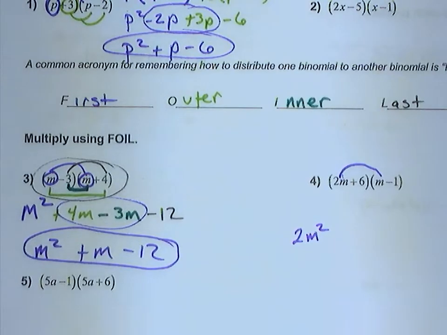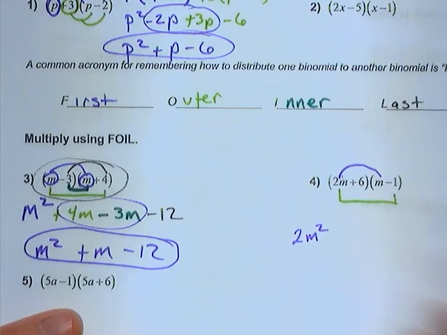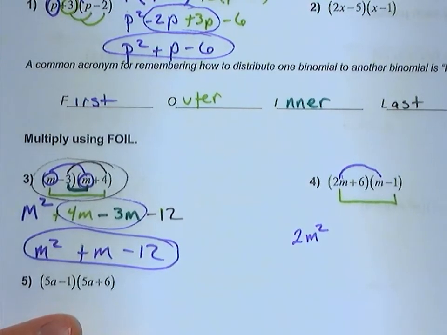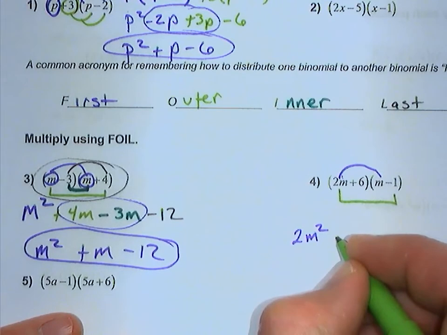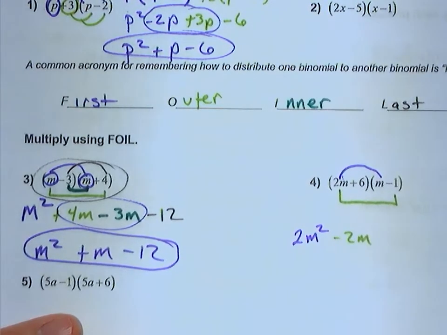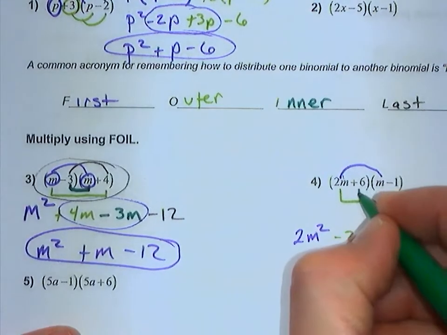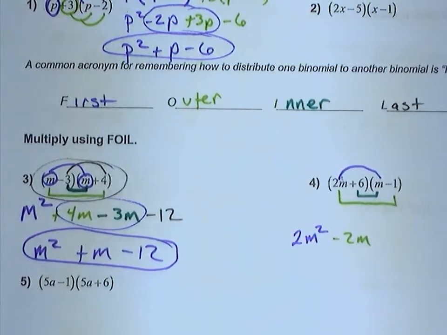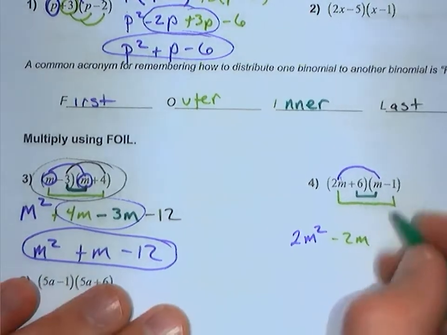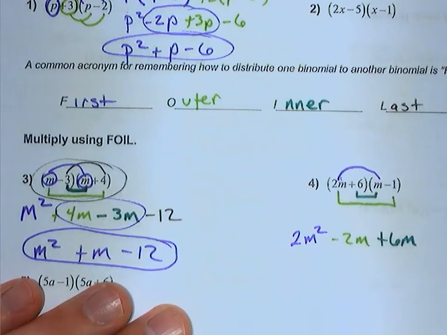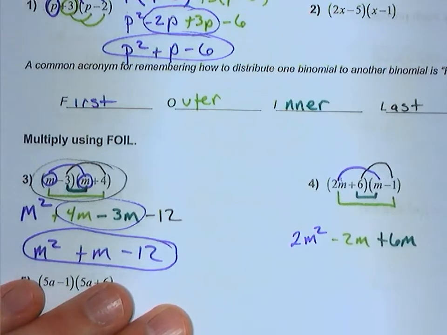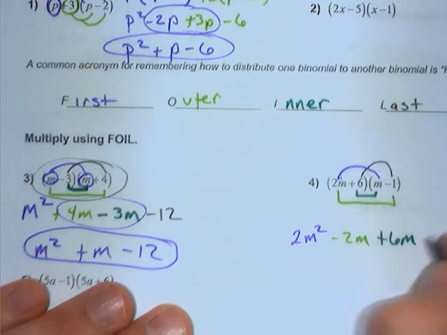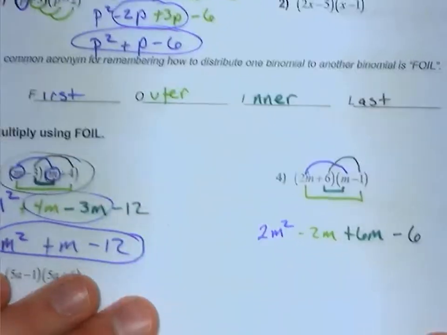Then I do my outside terms in light green here. What is 2m times negative 1? What is 2m times negative 1, Will? Negative 2m. There we go. And I do the next one. I do my inners, the nose of Billy. What's 6 times m? 6m, easy peasy. Last but not least, we take our last terms, the last one in the first binomial and the last one in the second binomial, and multiply. 6 times negative 1 is negative 6.